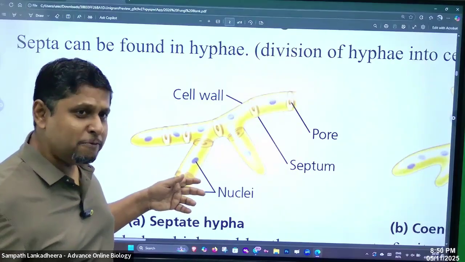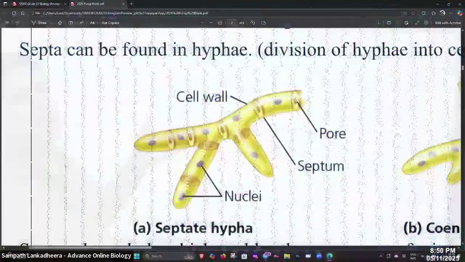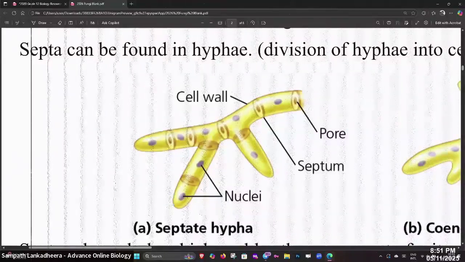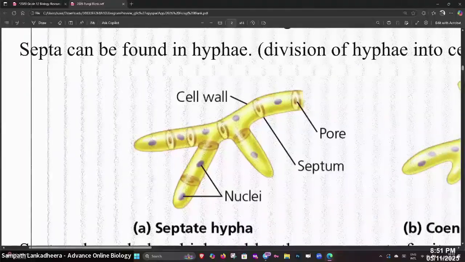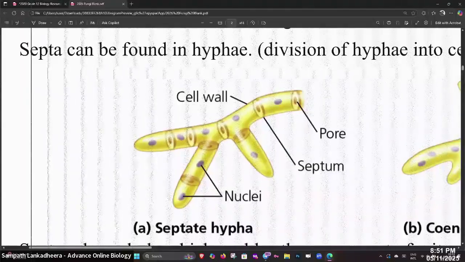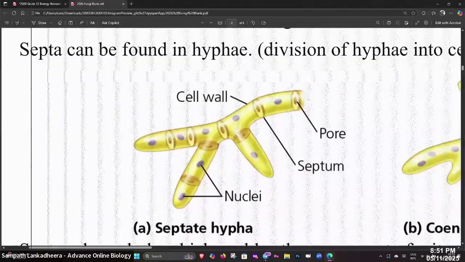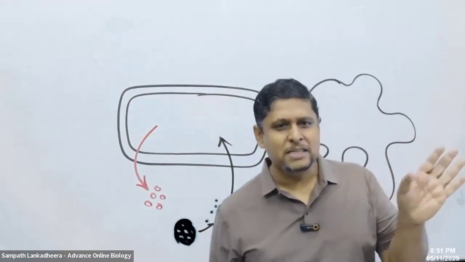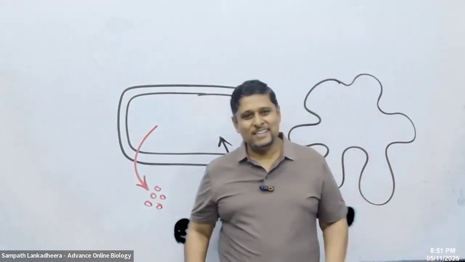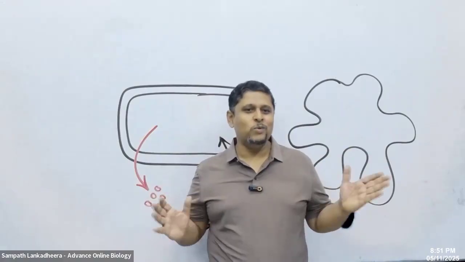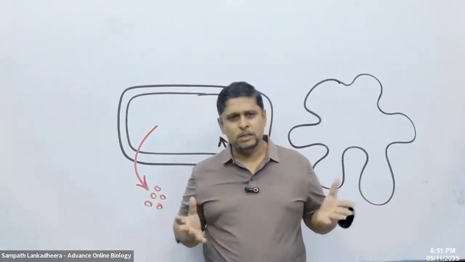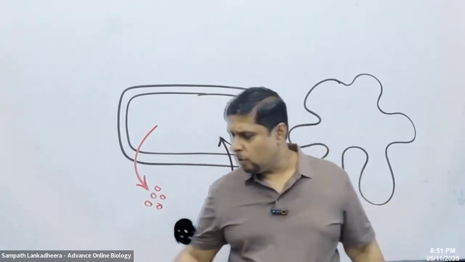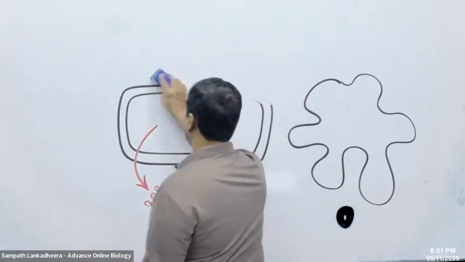And then, people, some fungi are special because they have pores in the cross wall. The pores allow the flow of nuclei and other materials from one cell to another. This is an amazing feature of fungi. You know why? Because fungi can grow very fast because of this. Fungi can transport all their nutrients to one point.